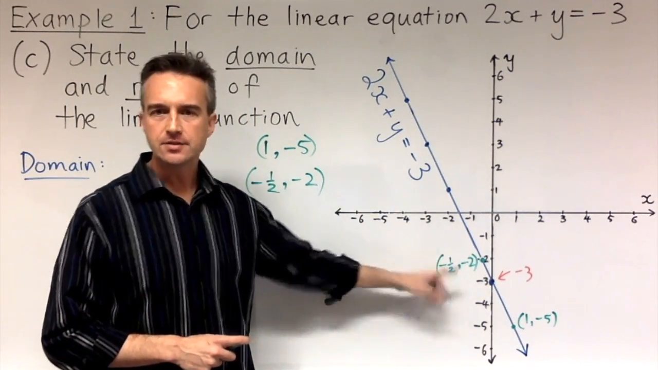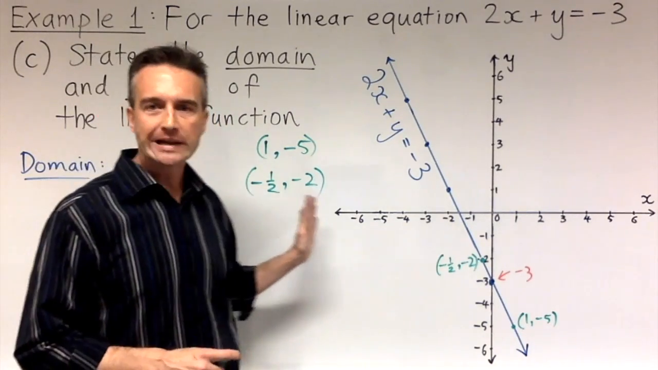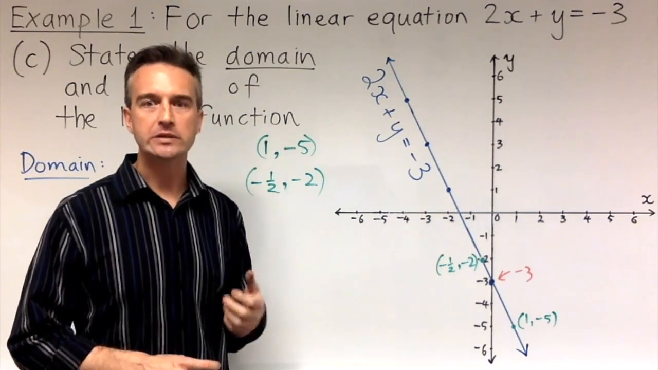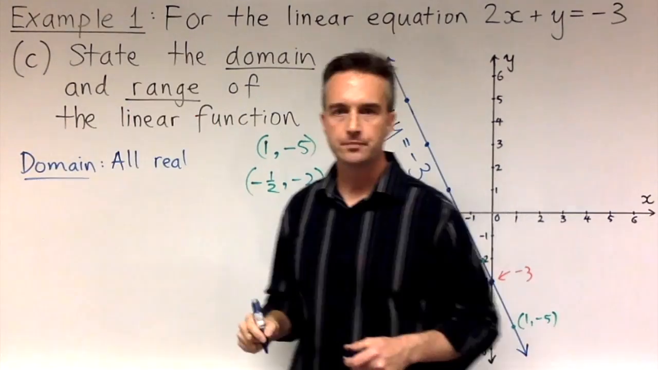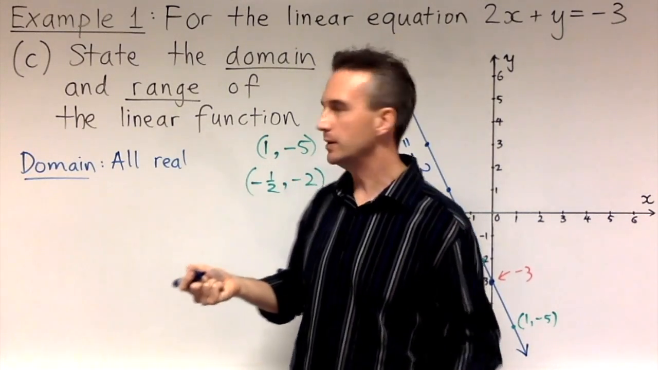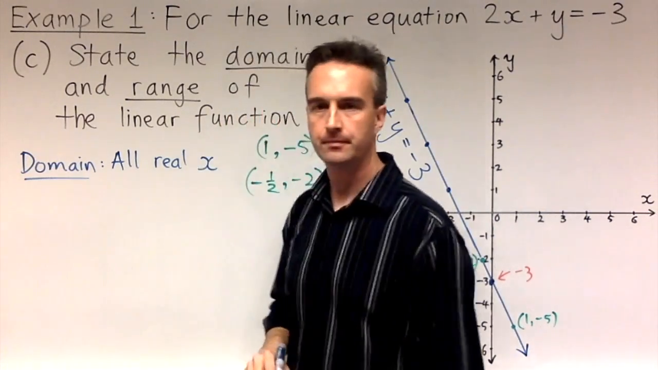Wait, negative a half, so all fractions are included as well? Yes, all x values are included, all decimals, all fractions, they will all give us a y value, which means our domain is all possible x values. In other words, all real x. And a real number, of course, is any number that can be put on a number line.